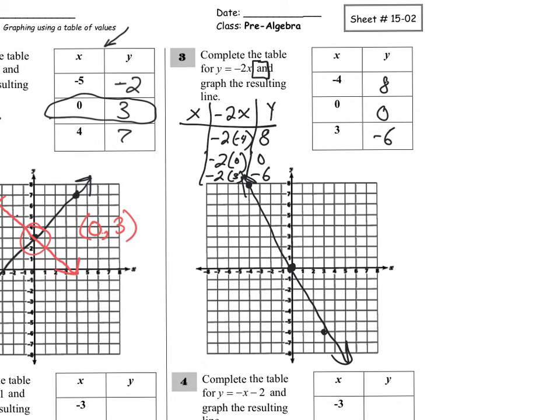And again, don't be concerned if you miss just slightly. You don't have to redraw it and be perfect. The idea is that you understand that that is creating a straight line. Every one of these equations is going to create a straight line. Okay?